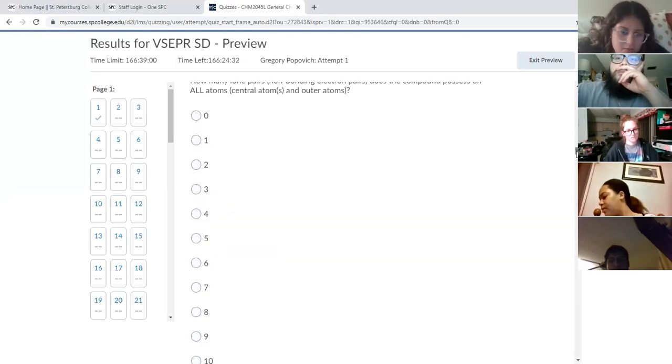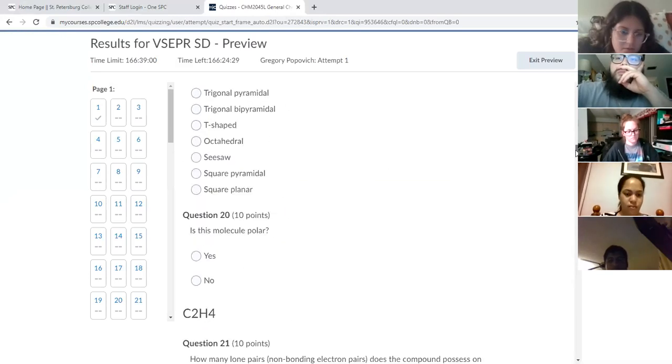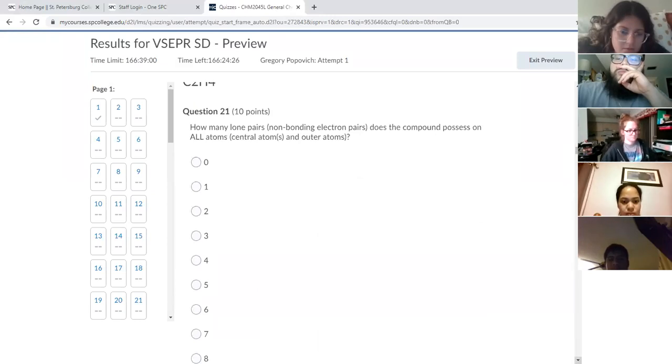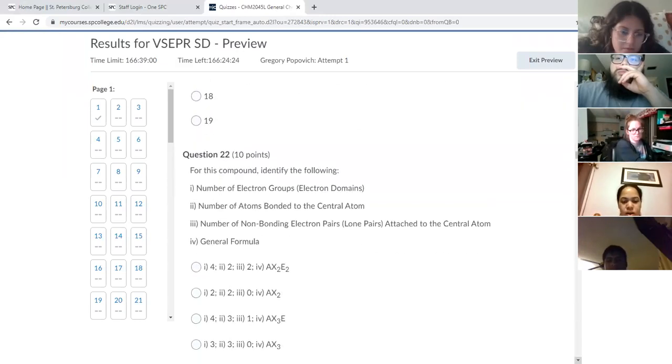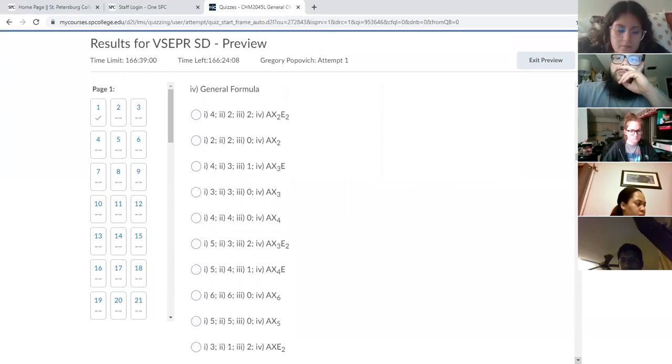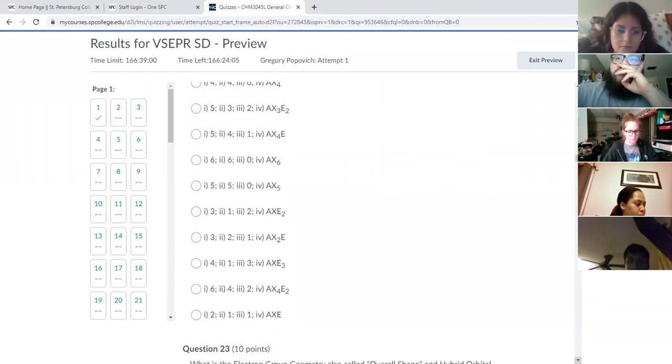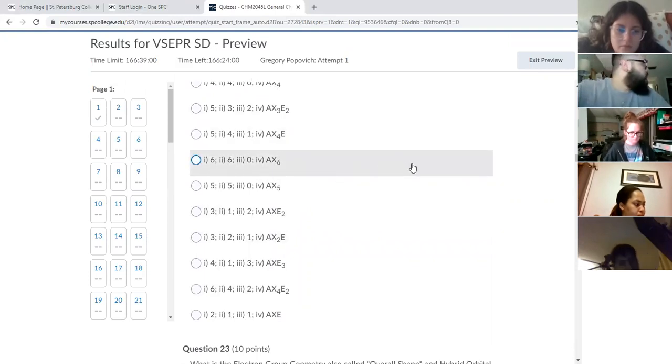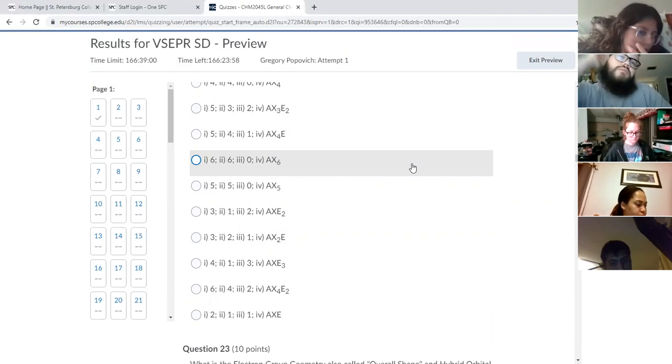This one, C2H4. Just choose one of the carbons. Both of the carbons are the same. Just choose one of the carbons, because he doesn't give you an A2. So just choose for this one of the carbons, which is going to basically be AX3.